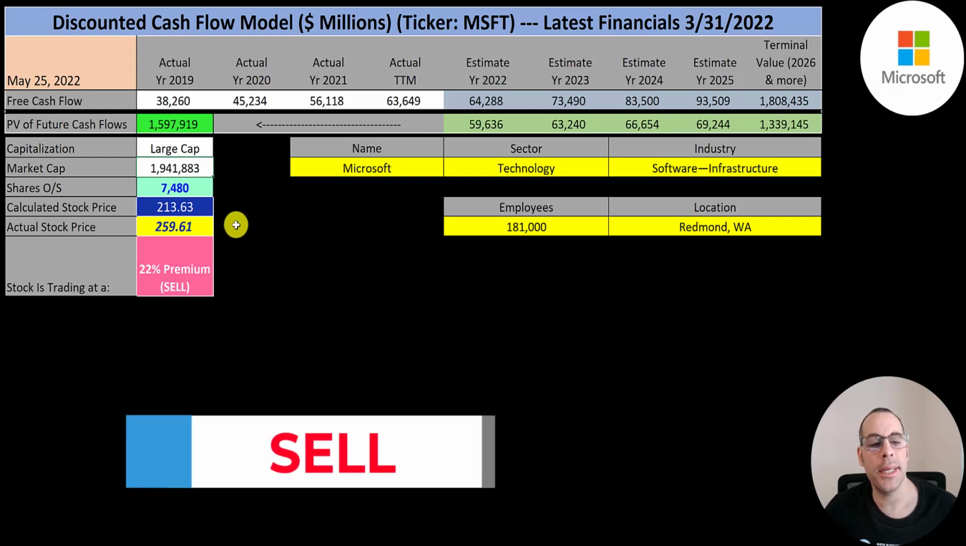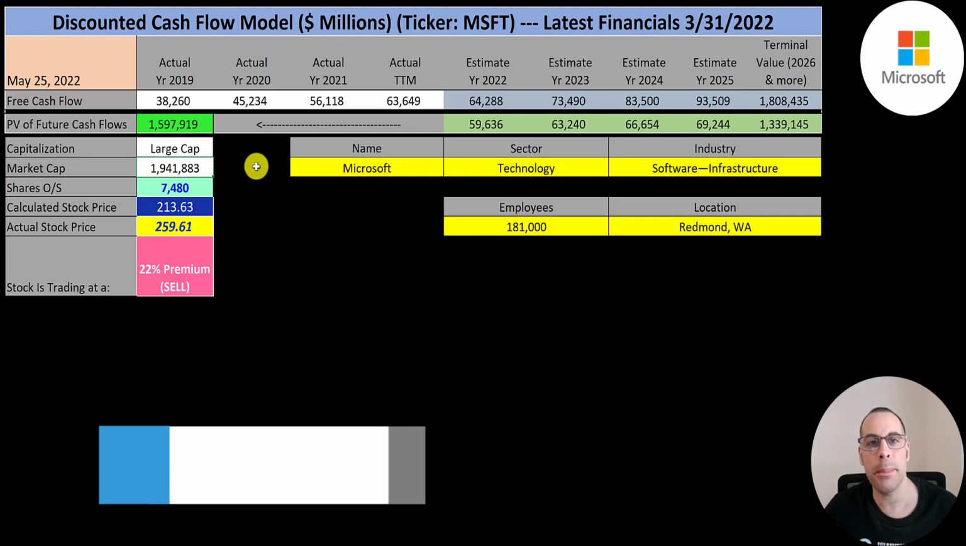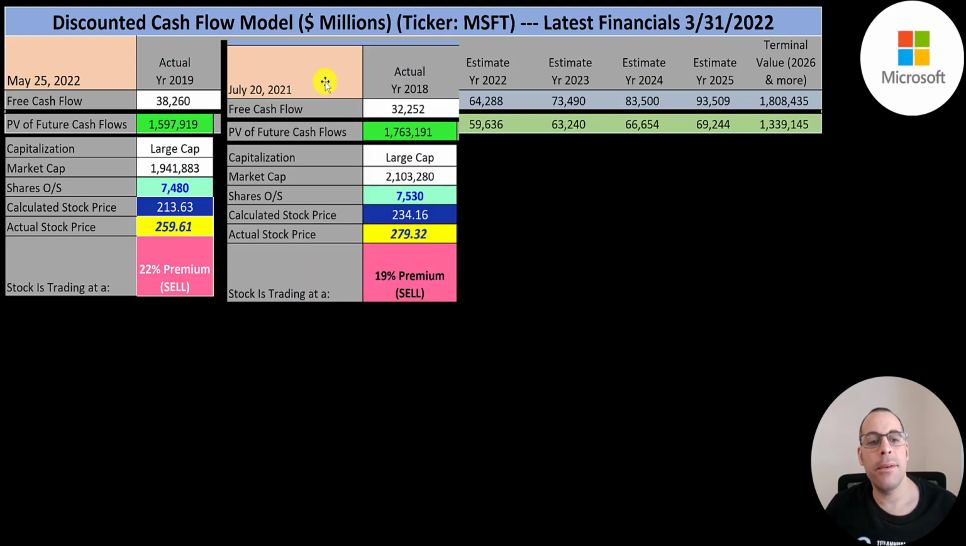They're trading at $260, so they're trading at a 22% premium. It's a sell according to the model. The last time I did a video on Microsoft was back in July 2021. They were trading at $279. My valuation was $234. And you can see the stock has come down 20 points from $279 to $259. And my valuation is a little lower now, mainly because we're in such a deep bear market.